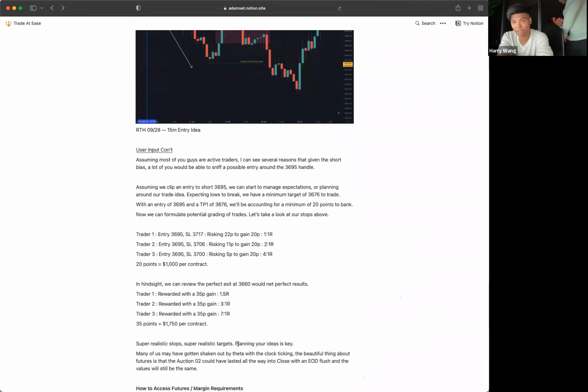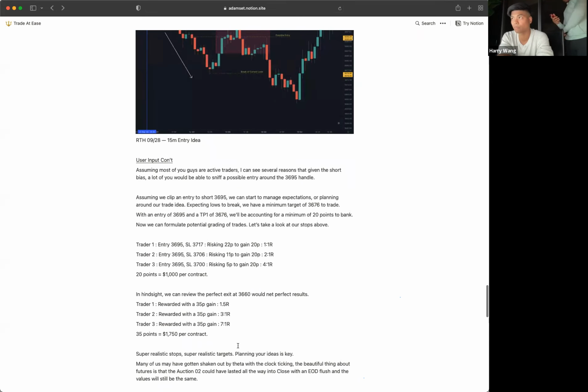These are super realistic stops, just hidden across basic structure. Super realistic targets, expecting new lows into runners. But the more important thing is that when you enter a futures position, I need you guys to start thinking about plans. My plan is going to be different than your plan, which is going to be different than Harry's plan. But it's important to have your stops and don't move them. It's important to have ideas of take profit. Don't change them, because that's only going to skew your current RRs.